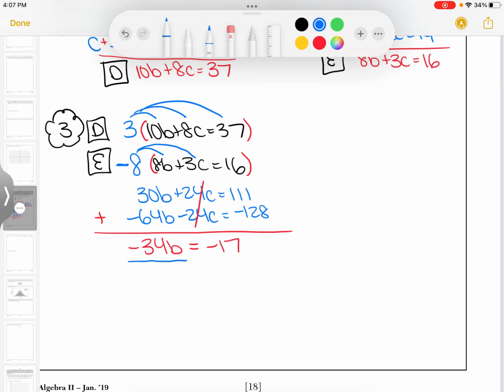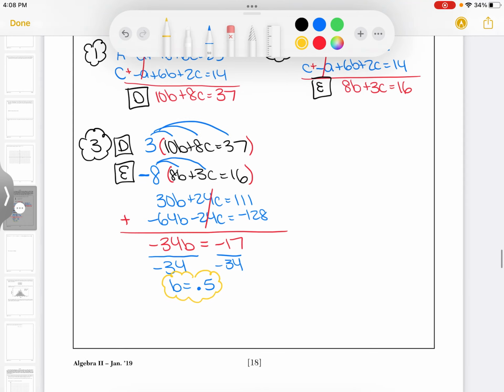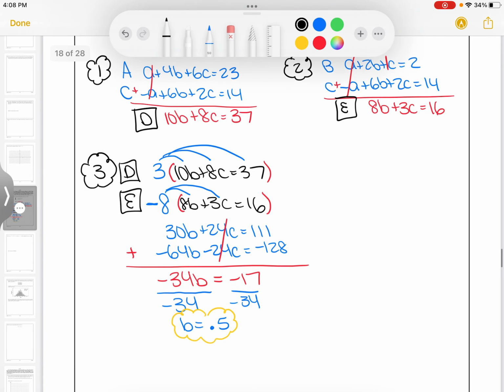So I need to solve this for b. Now that I have one variable finally, I'm going to do that by dividing by negative 34, and I get that b is a positive 0.5, or you can write 1/2. Okay, so this is part of my answer. It's only one variable, but once you find one, you are in great shape to find the rest.